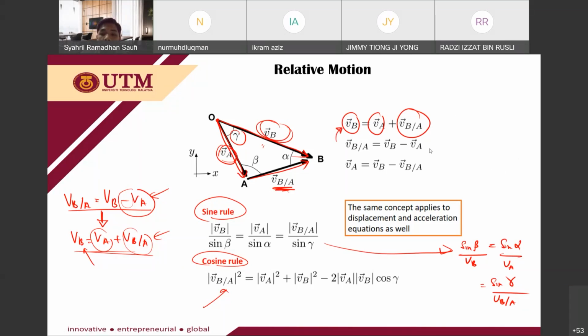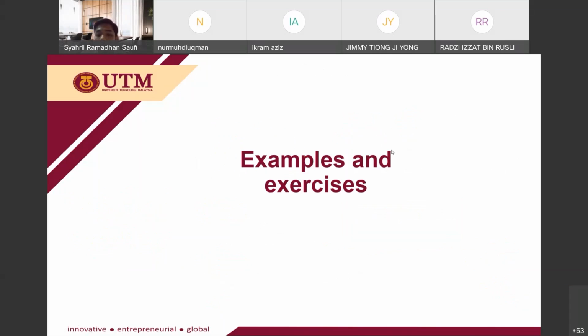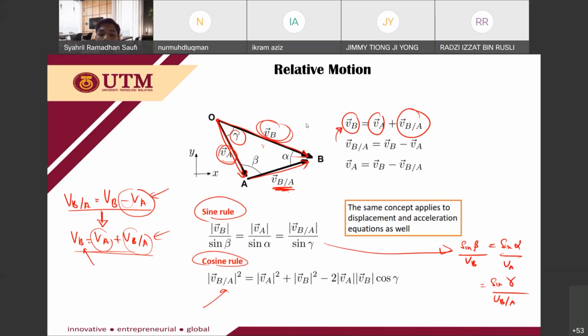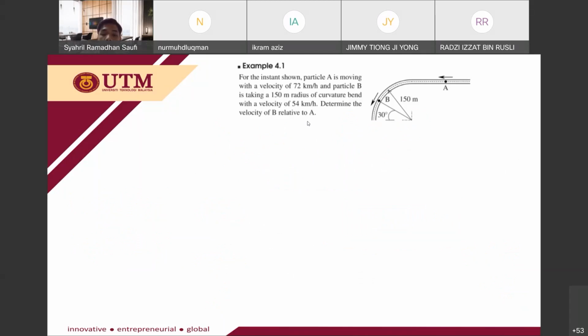Okay. So that's all for the information and the concept of this chapter. It's just a simple concept. Alright, so then we go on to example 4.1.